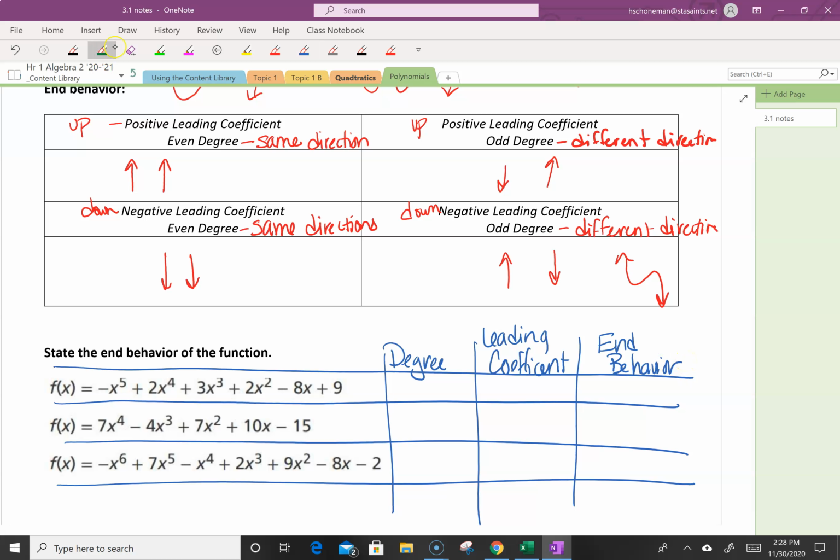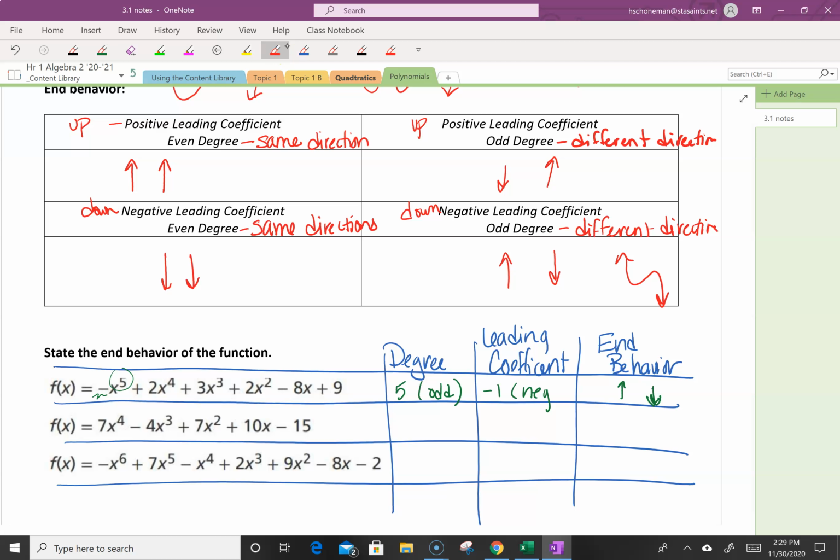Okay, so if I'm looking at the first one, because it's in standard form, the degree is the highest number, which is 5. That is an odd number. So when it's odd, I'm in the right two categories. They're going different directions. The leading coefficient is negative, so -1, which is a negative number. So when it's negative from left to right, it's going down. So on the right, it's got to end down, which means it's got to start up on the left.